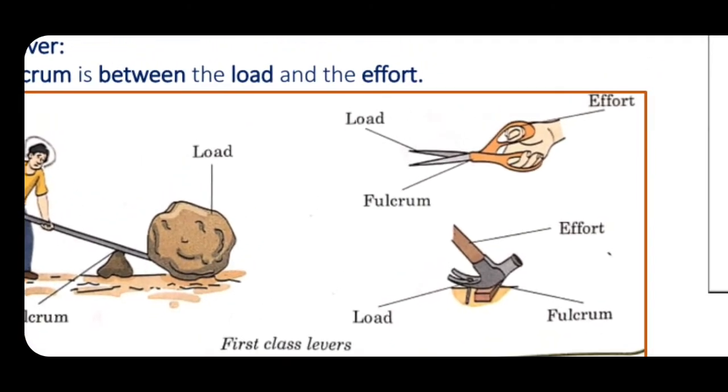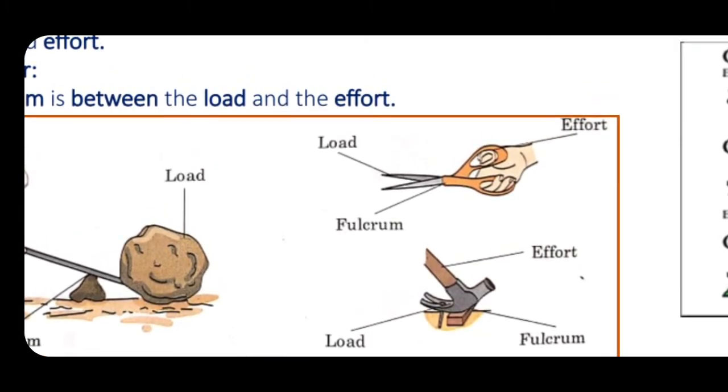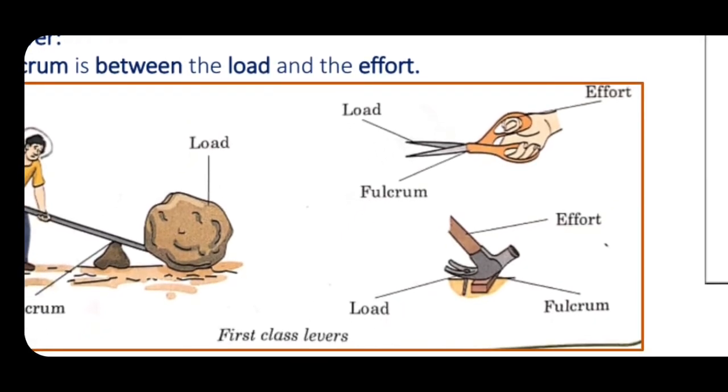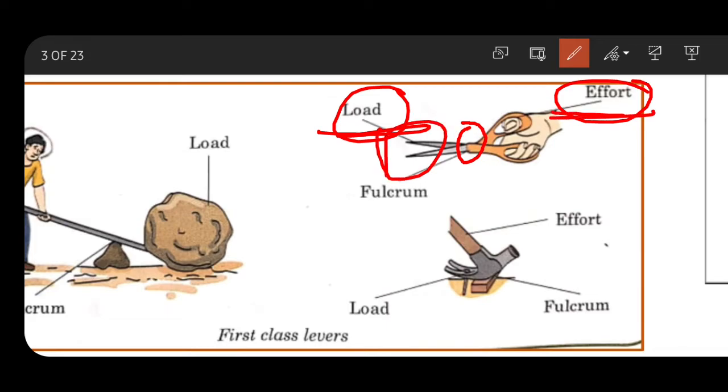Now, if we talk about these two examples of the first class lever, the first one is the pair of scissors, and the other is a claw hammer, which is the same as the first one. As you can see, this point where the lever is at rest, where the two things join, is the fulcrum. The point where we hold the scissors is the effort, and where the load is applied is this point. The hand which is used to hold or to move the object is the effort, and the object to be moved is the load.